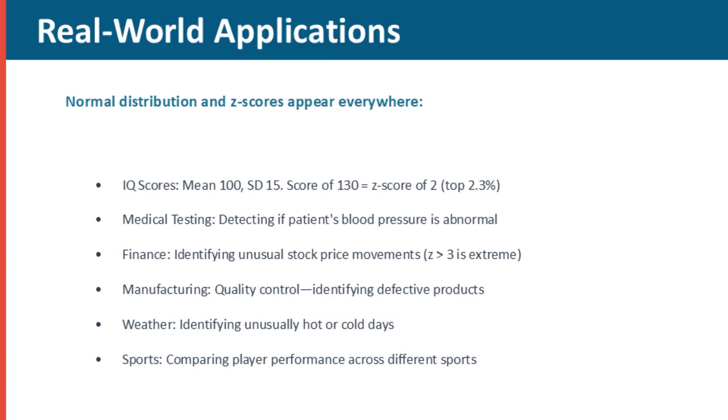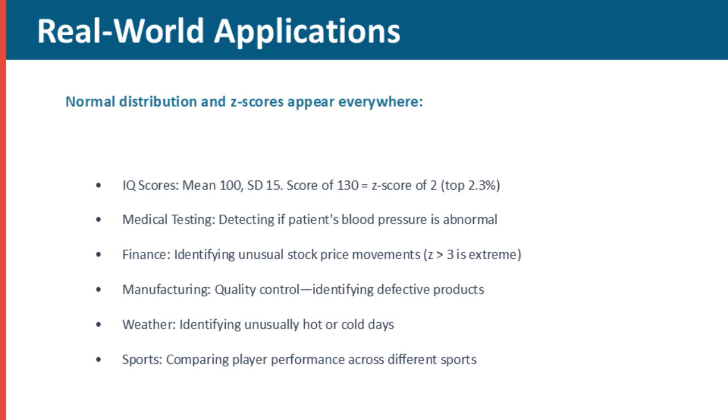Now let me walk you through several real-world applications where normal distributions and z-scores appear constantly. IQ scores. IQ is designed with a mean of 100 and standard deviation of 15. A score of 130 is a z-score of 2. That's the top 2.3% of the population, which is why an IQ of 130 plus is often used as a gifted threshold.